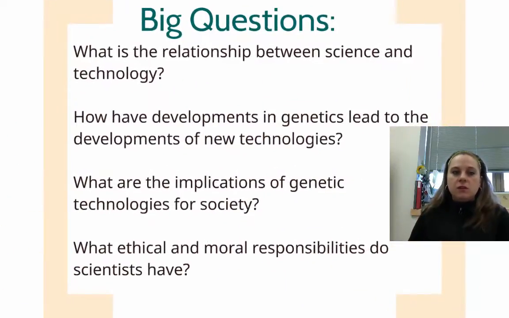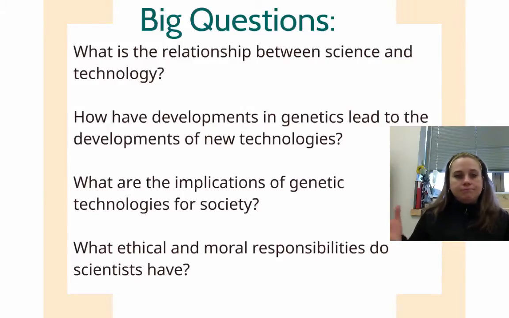So here are the big things we need to be able to answer and understand: the relationship between science and technology, how developments in genetics led to these new technologies, the implications of these to society, and the big thing that can create some interesting discussion, what are our ethical and moral responsibilities as scientists with regard to this. To quote from Jurassic Park, just because we can, should we? That's the big thing that comes out of that.